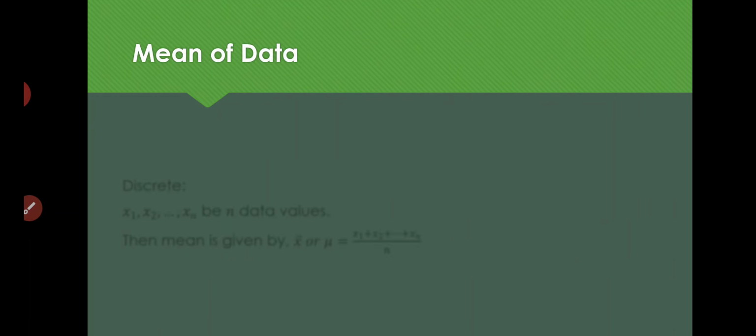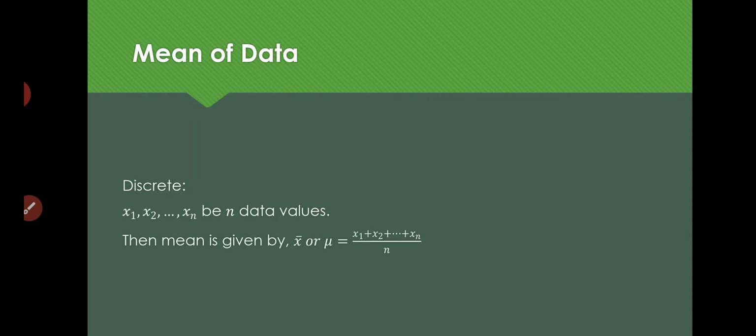So to begin with, the mean of the data. This is something which you have already done in your junior classes, nothing new, but let us revisit the whole thing. If you have a discrete set of data, say x1, x2, up to xn, there are n data values, then the mean is given by x bar. X bar is the notation which we use, or in some cases we use mu as well, and that is given by x1 plus x2 plus till xn divided by n. So it is like the average of all the data values.